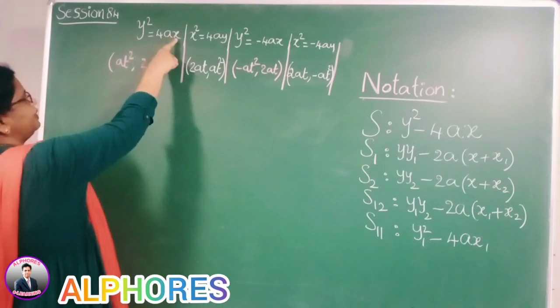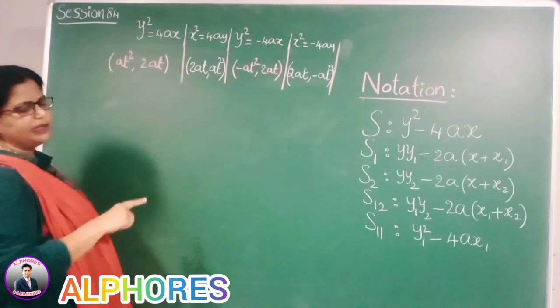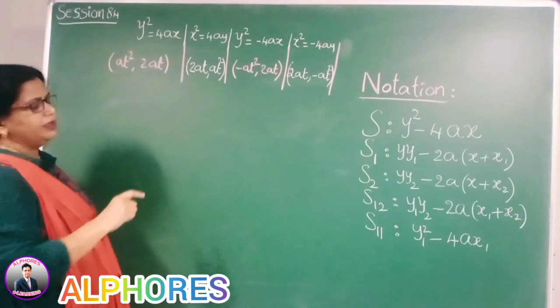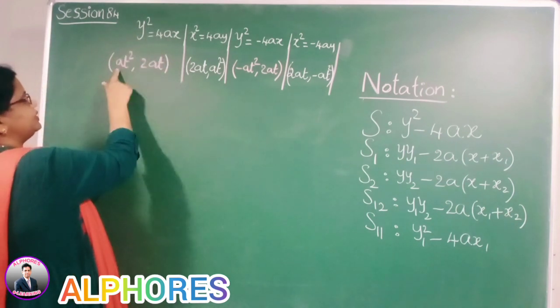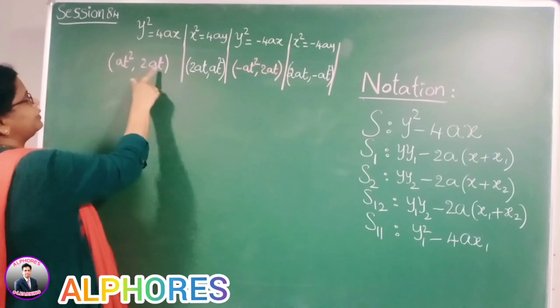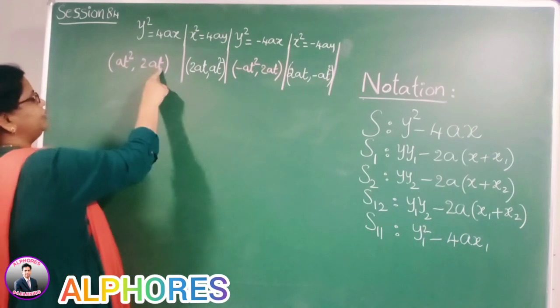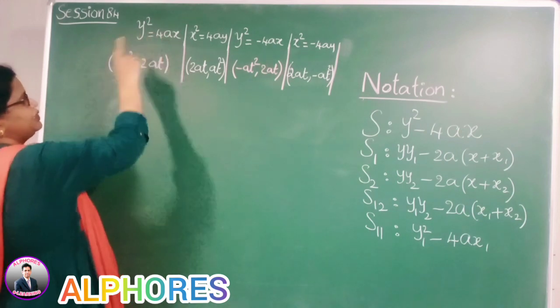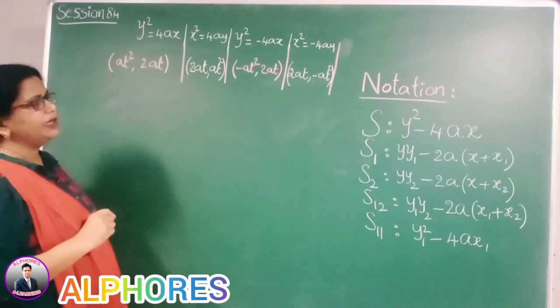If I substitute for x, it is at square, and for y, 2at; if you substitute here, y square is 4a square t square. That means we are taking a form like this: (at square, 2at), where here t is any real number. If t is 0, then it is (0, 0), which is the vertex of the parabola, right?